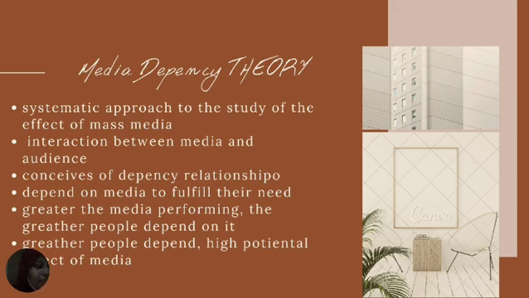In information-based societies, individuals tend to depend on the media to fulfill their needs. So, media influence people according to their needs. Two basic propositions used in the theory are: the greater the media performs an information function, the more people will depend on it; and the greater the instability of society, the more the audience depends on it.